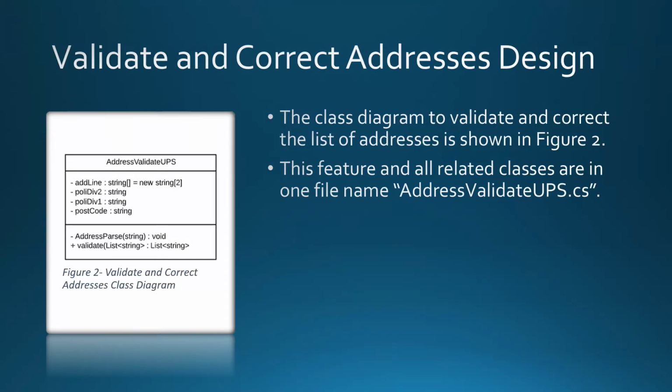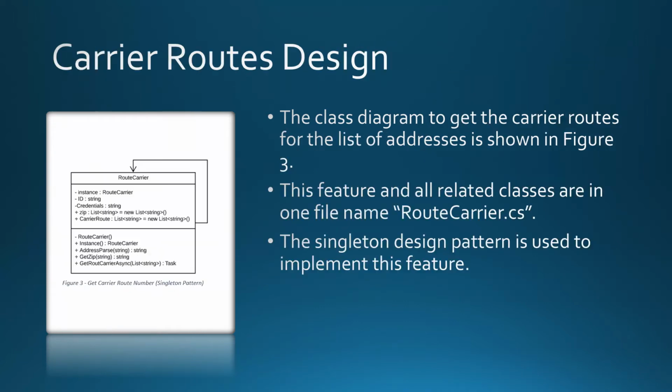To validate and correct the addresses, we have this class diagram here on the left in figure 2, and all the classes and the feature are located under address validate ups.cs. Here's the carrier route feature in figure 3 on the left. And again, this feature is completely composed in the route carrier.cs file. And for this, the singleton design pattern was used.